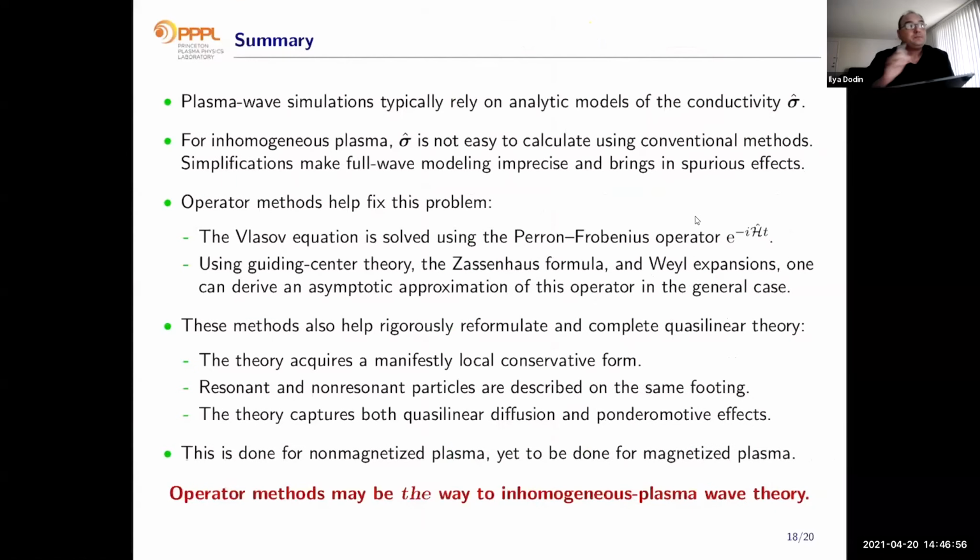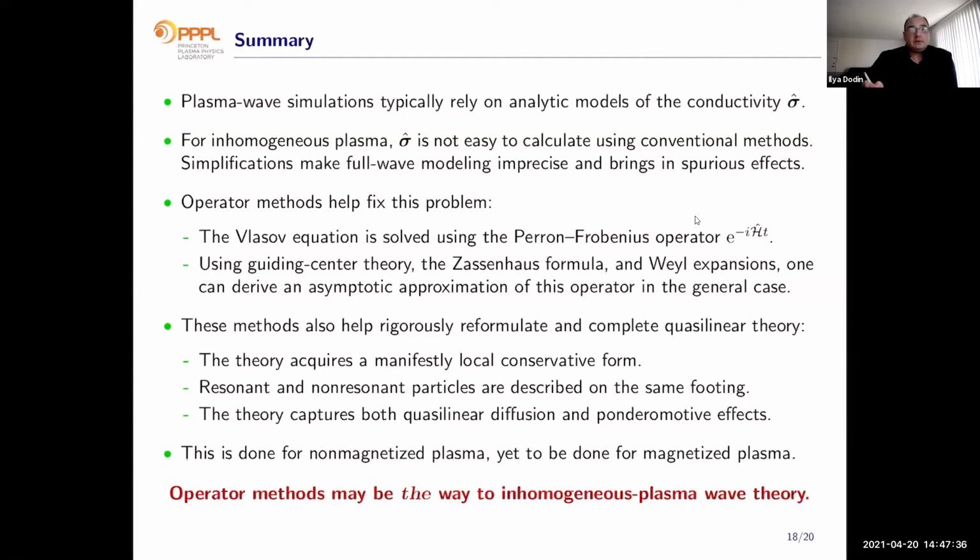So the point is, plasma wave simulations typically rely on analytic models of the conductivity. Even when people say that they are solving exact Maxwell's equations, they really don't. They need models for sigma. And calculating sigma using the traditional machinery of plasma physics is just technically difficult. But if you put this in terms of this Liouvillean form, using the Perron-Frobenius operator, it all becomes a matter of manipulating linear operators, and then a whole bunch of formulas that you can just take from a textbook and apply.